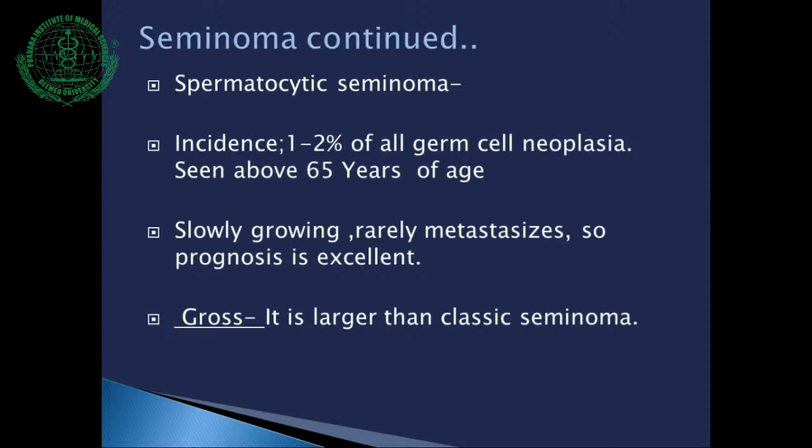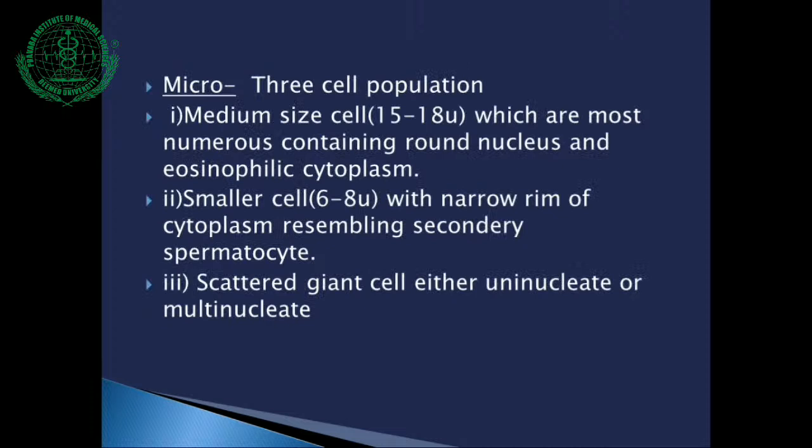On gross examination, this tumor is larger than the classical seminoma. There are 3 types of cell populations seen in the microscopy: medium size cells, smaller cells, and scattered uninucleate or multinucleate giant cells. The medium size cells, which are most numerous, contain a round nucleus and eosinophilic cytoplasm.